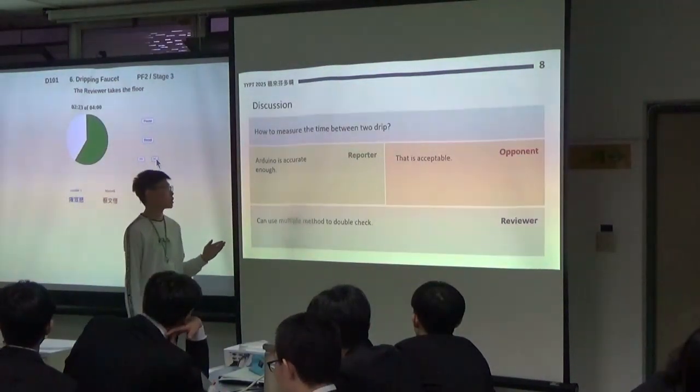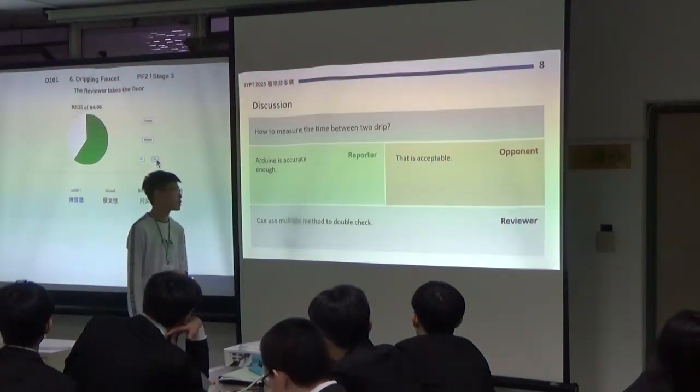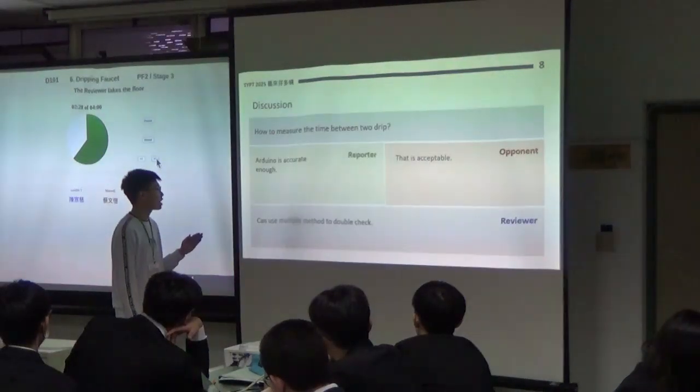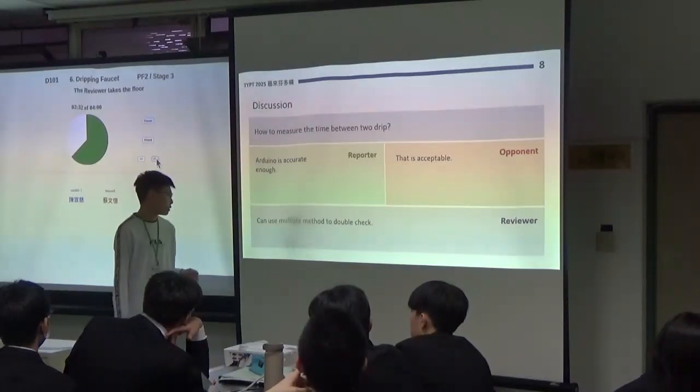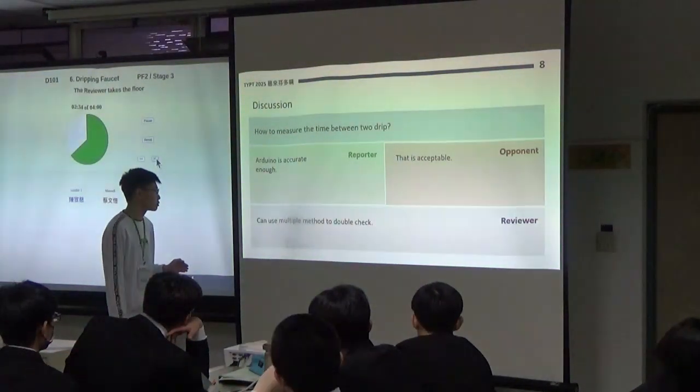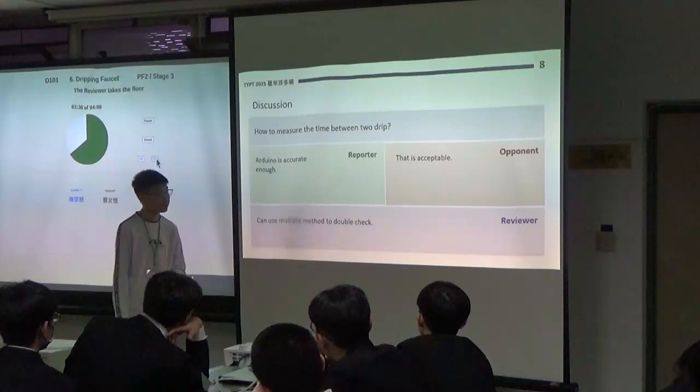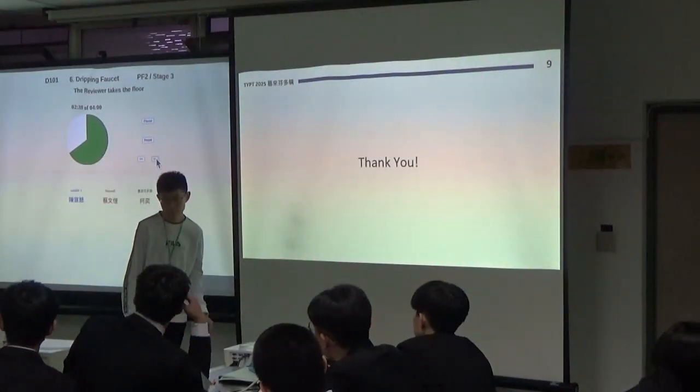And then how to measure the time between two drips. The reporter said Arduino is accurate enough, and the opponent said that is acceptable. The reviewer's answer is they can use multiple methods to double check. And that's it. Thank you.